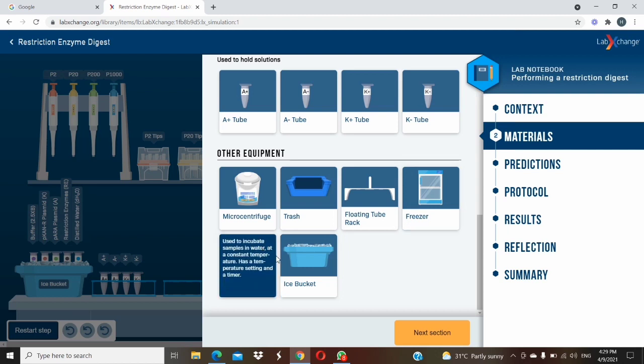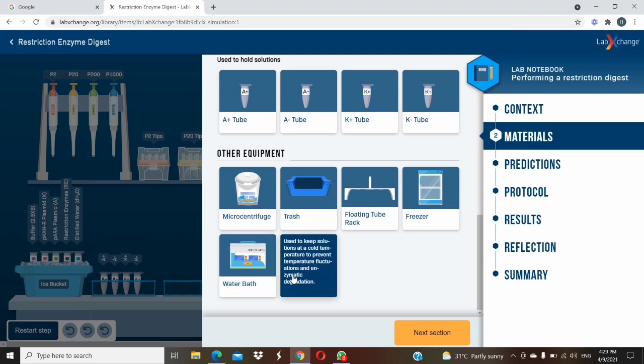A water bath, which is used to incubate the samples in water at a constant temperature, and has a temperature setting and a timer. An ice bucket to keep the solution at a cold temperature to prevent temperature fluctuations and enzymatic degradation.